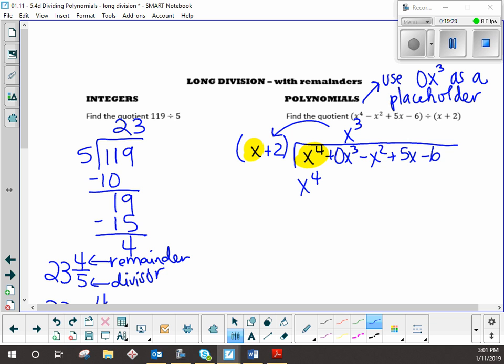X cubed times 2 is 2x cubed. First one, what am I going to do with those things? What's my next step? I've got to subtract them, right? Okay. So I'm going to change the sign on both of them. The x to the 4ths cancel out. And now I have 0x cubed minus 2x cubed is negative 2x cubed.